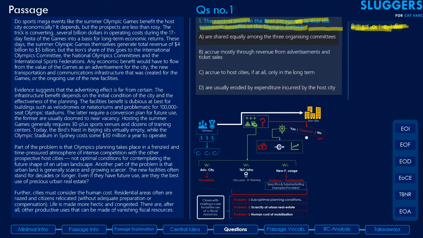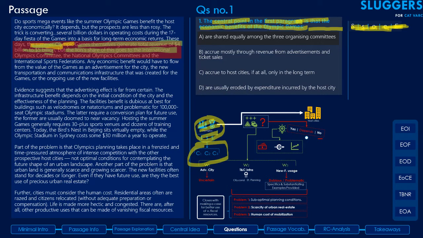We do recall that there was some content relating to how the revenue generated from the Olympics, the majority share of it, goes to the three committees, right? I think the point of reference is somewhere here. Yeah, there you go. It says these days the Summer Olympic Games themselves generate a total revenue of $4 billion to $5 billion, but the lion's share of this goes to the three committees.